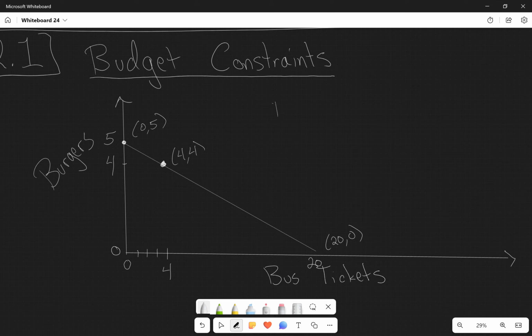And so let's go ahead and write that out. Our budget is $10. Burgers cost $2. And bus tickets cost 50 cents.